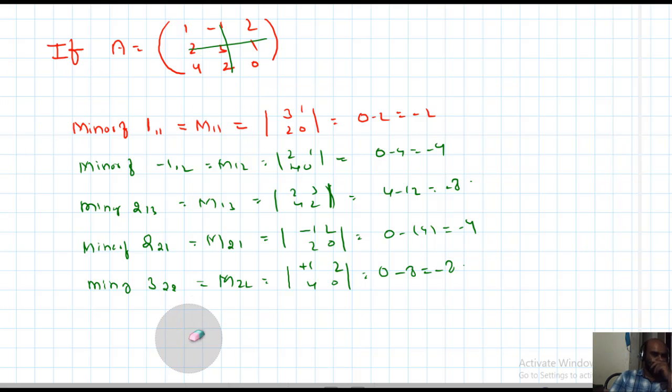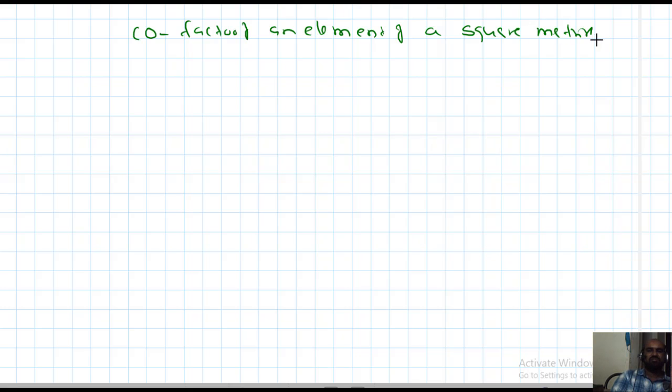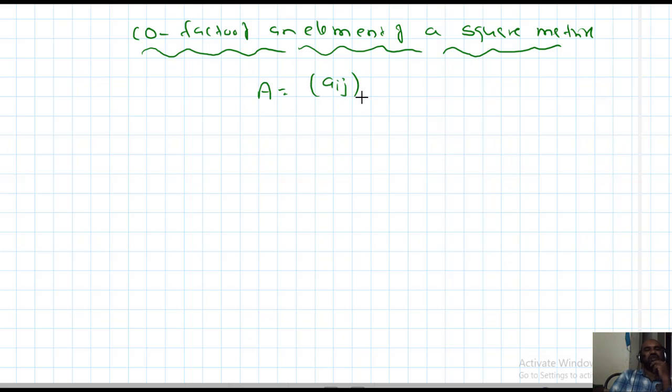This is one important concept: minor and cofactor of an element of a square matrix. I will explain it here. Cofactor of an element of a square matrix. Students, let A equal Aij, an n by n square matrix of order n.